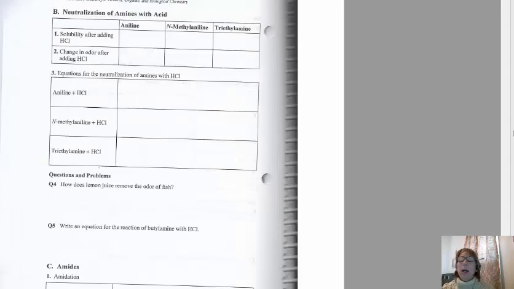Now for table B, I don't have any videos for that experimental procedure, but what I expect you to do is predict the answers here based on what you've learned from Chapter 16. And these concepts for Part B are found in Section 16.5 and 16.6 of the textbook. So I expect you to have your predictions here, and then for 3, write out the equations for the neutralization of each amine with hydrochloric acid, and then answer questions Q4 and Q5.